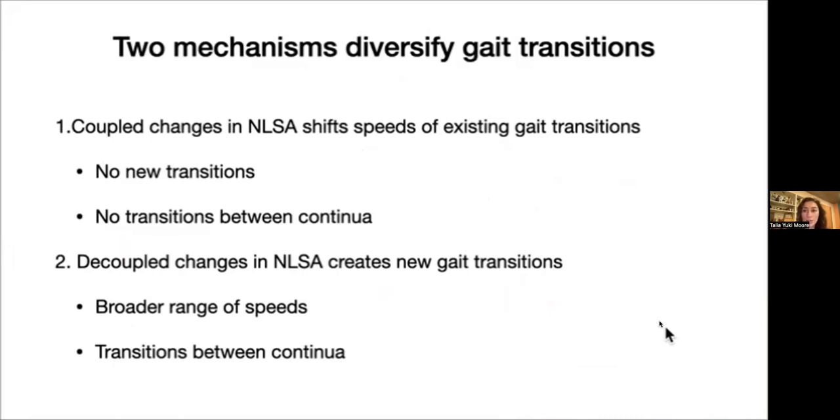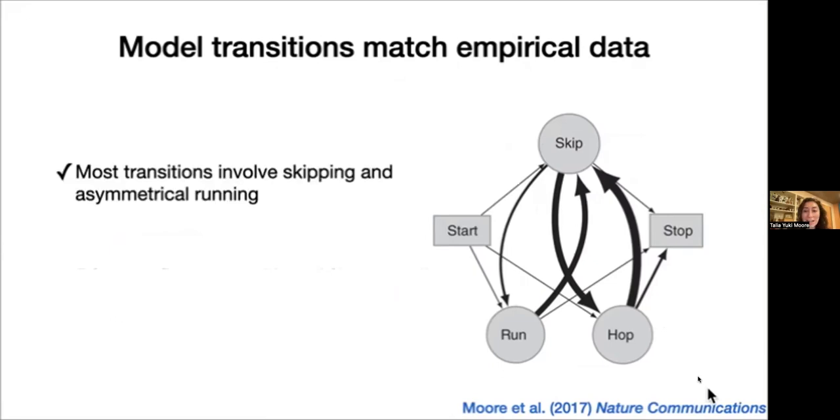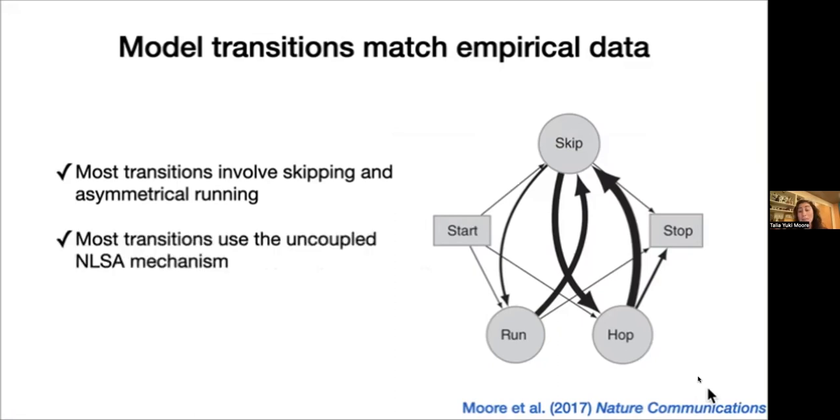with the coupled changes. Now, we compared our model transitions to the empirical data, and here's a diagram of the gait transitions from my previous work when I only knew about 3 of the gaits. And what I found is that most transitions involve skipping and asymmetrical running, which is the same between the model and the empirical data. Most transitions use the uncoupled neutral leg swing angle mechanism, which is exactly what the Jerboas use. And the transitions occur across the entire speed range. So building this model actually helps us to understand gait control a lot better.